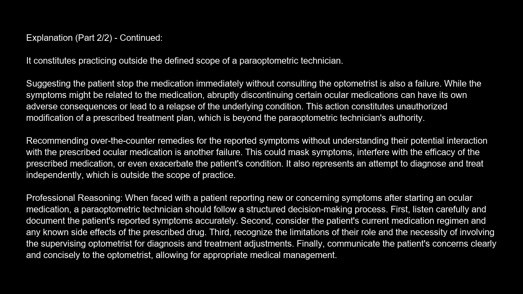Professional reasoning. When faced with a patient reporting new or concerning symptoms after starting an ocular medication, a paraoptometric technician should follow a structured decision-making process. First, listen carefully and document the patient's reported symptoms accurately. Second, consider the patient's current medication regimen and any known side effects of the prescribed drug. Third, recognize the limitations of their role and the necessity of involving the supervising optometrist for diagnosis and treatment adjustments. Finally, communicate the patient's concerns clearly and concisely to the optometrist, allowing for appropriate medical management.